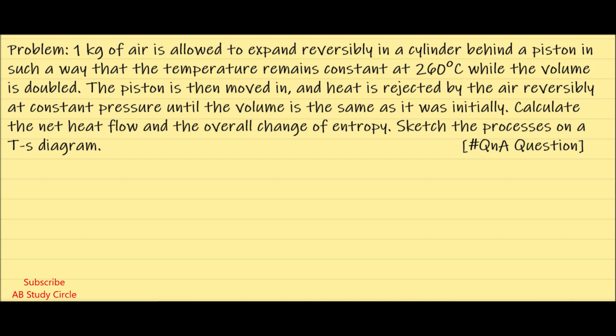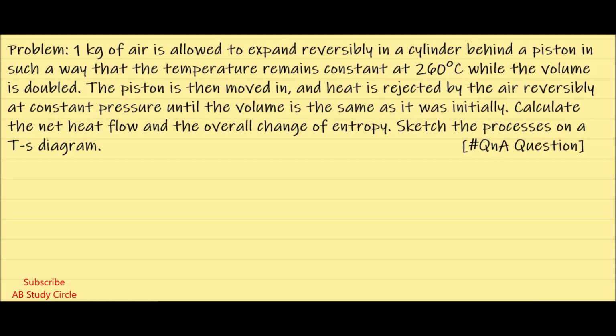Okay. After this expansion, the piston is moved in. That means the piston is retracted back inside the cylinder, and during that retraction, heat is rejected by the air reversibly. And how is the heat rejected? At a constant pressure. Okay. And how much is the piston retracted inside the cylinder? It says the volume becomes V1 again. That is the same initial state. It reaches the initial state.